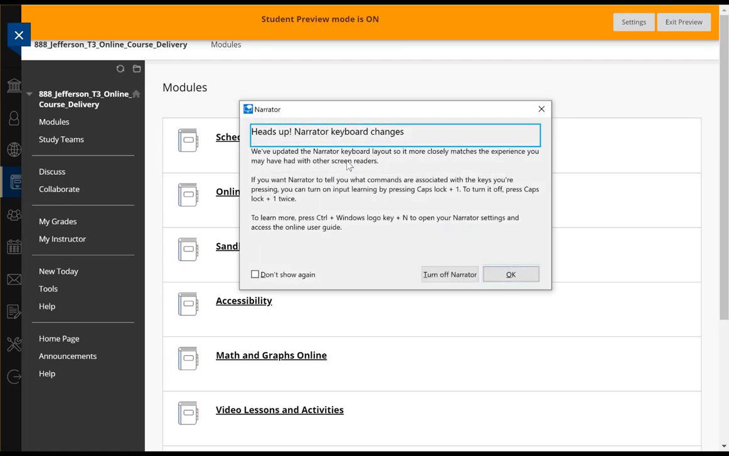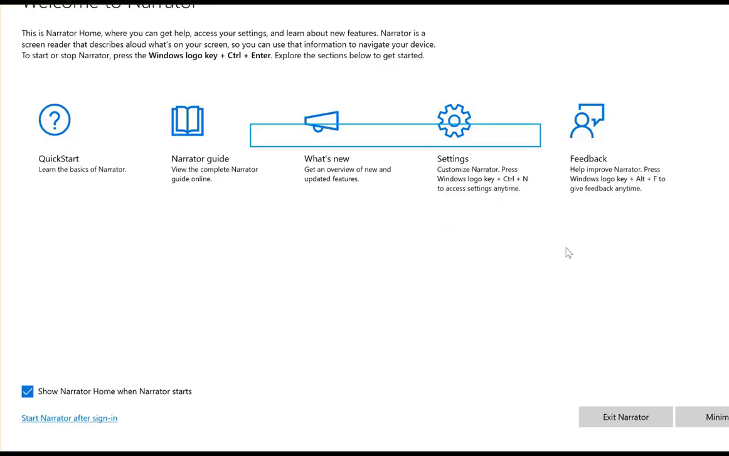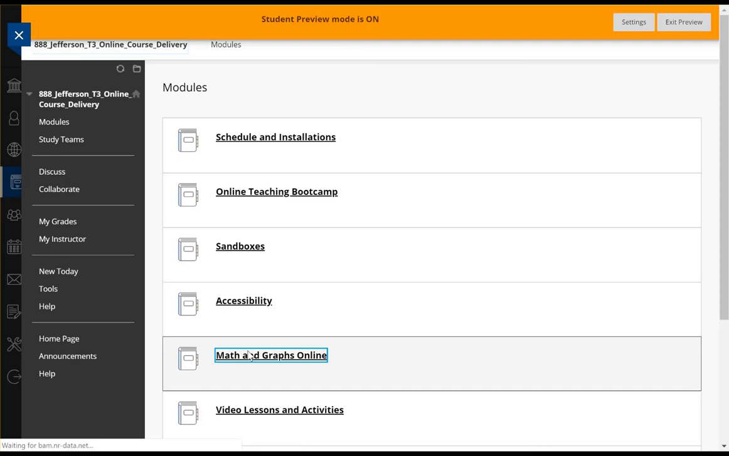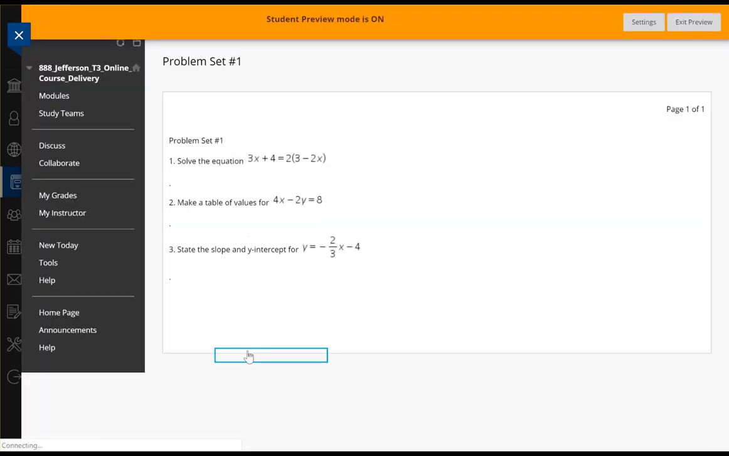Start narrator dialog. OK. Button. Alt plus O. Heads up. Course content. Google Chrome pane. Narrator heading level 1. Course content. Google Chrome pane. 8. Link. Link. Link. I can never link. seem to get out of these 888 side Jefferson menus T3 online link, math, and graphs online.